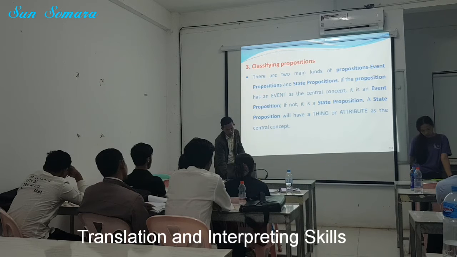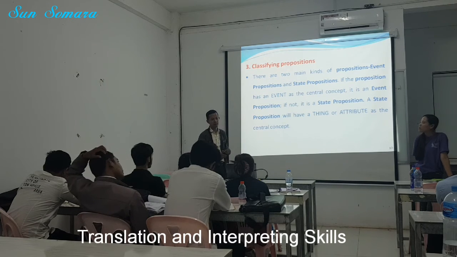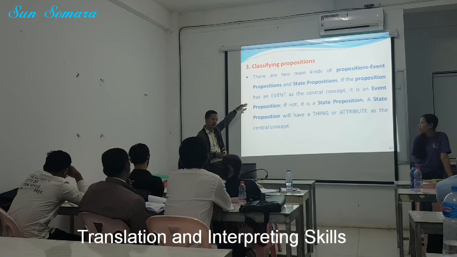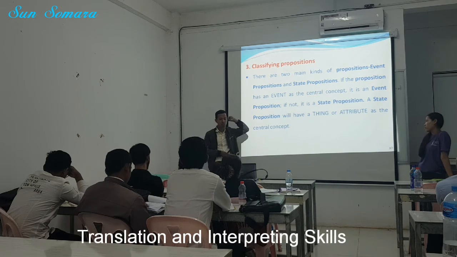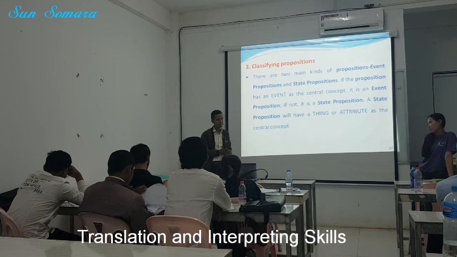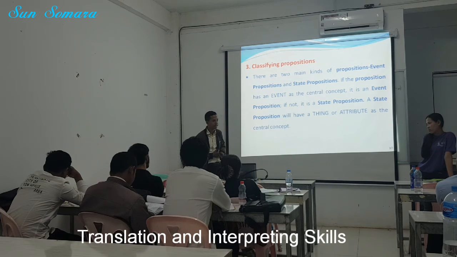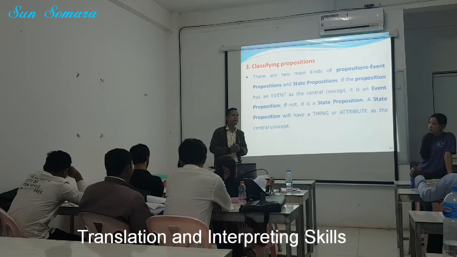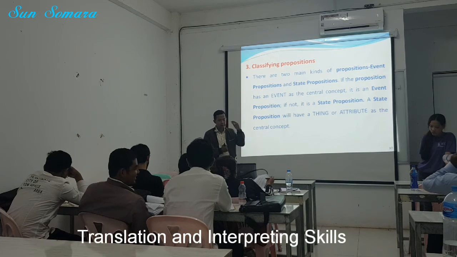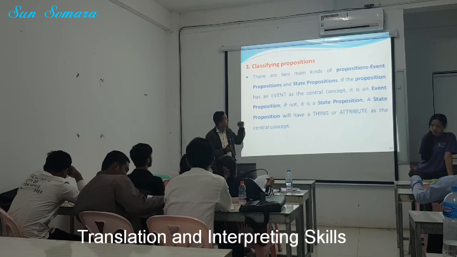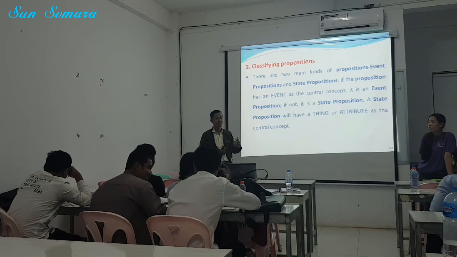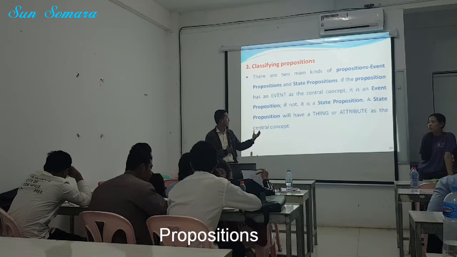Okay, now you see here, there are two main kinds of proposition. So now when we classify this one, we can see two main kinds of proposition. First is event proposition, and second is state proposition. And I also already presented you that event propositions are the propositions that have an event as the central concept.